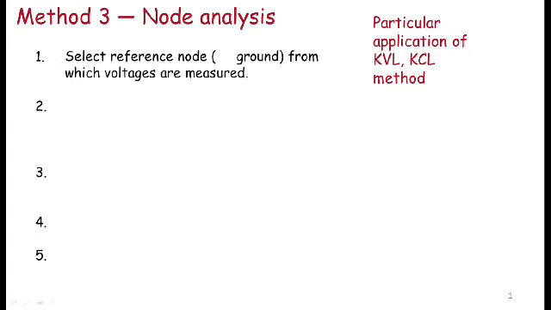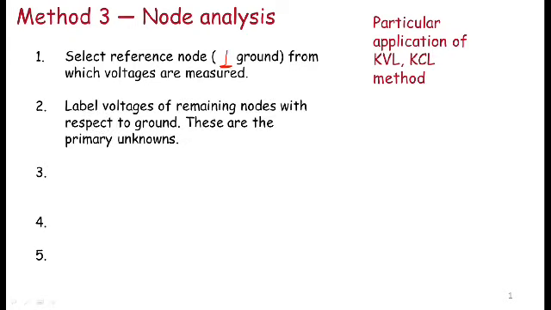This method has 5 steps. The first step would be you go and select a reference node. We call that a ground node, represented by an inverted T symbol. And we're going to measure all our voltages with reference to this ground node. The second step, we label all the voltages of the remaining nodes with respect to ground. And these will be our primary unknowns.